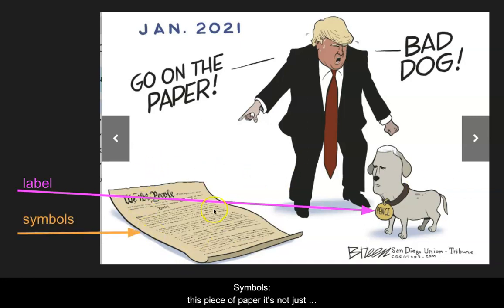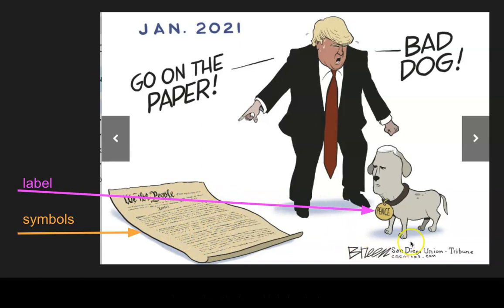Symbols. So this piece of paper, it's not just any old piece of paper. It has "We the People" on it. And anytime you see "We the People," even though it's a word, that set of words is actually symbolic. So in the United States, when we hear the phrase "we the people," we think of the Constitution. And when we think of the Constitution, we think of democracy. So "we the people" is a symbol for democracy. So this right here is a symbol of democracy.